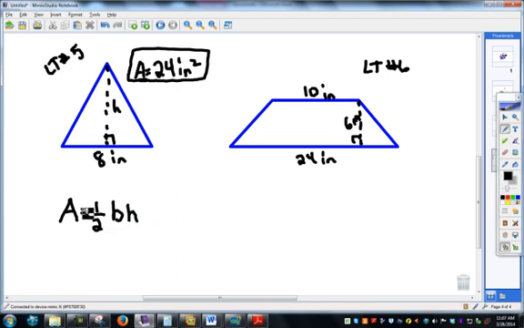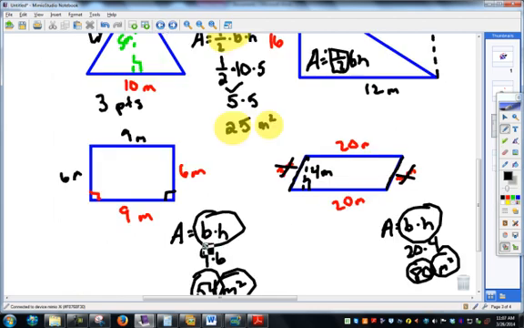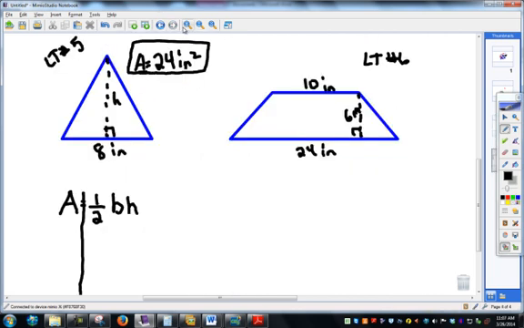1/2 times base times height. Now, you plug in what you know, just like we did on the previous one, right? You knew the base, you plugged it in. You knew the height, you plugged it in. Up here, you knew the base, you knew the height. You plugged it in and found the A. Now we're doing the opposite. We are given that the area is 24, okay? And we know that this is 1/2 times h times 8.